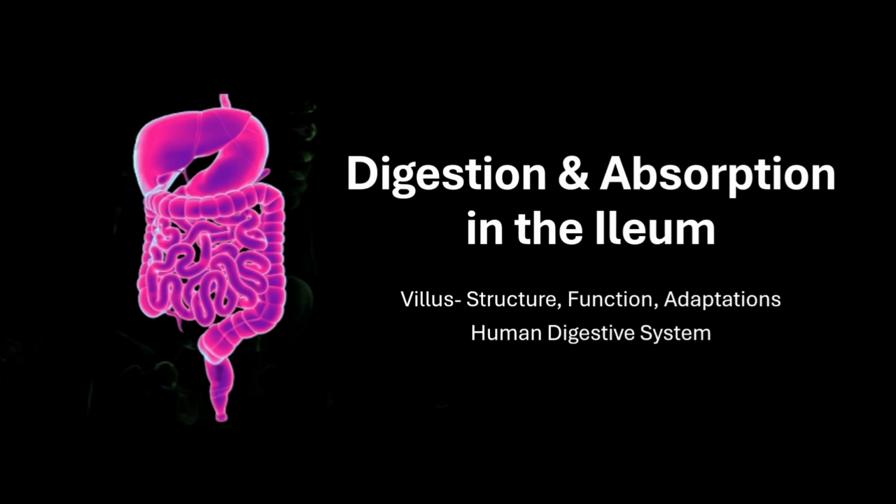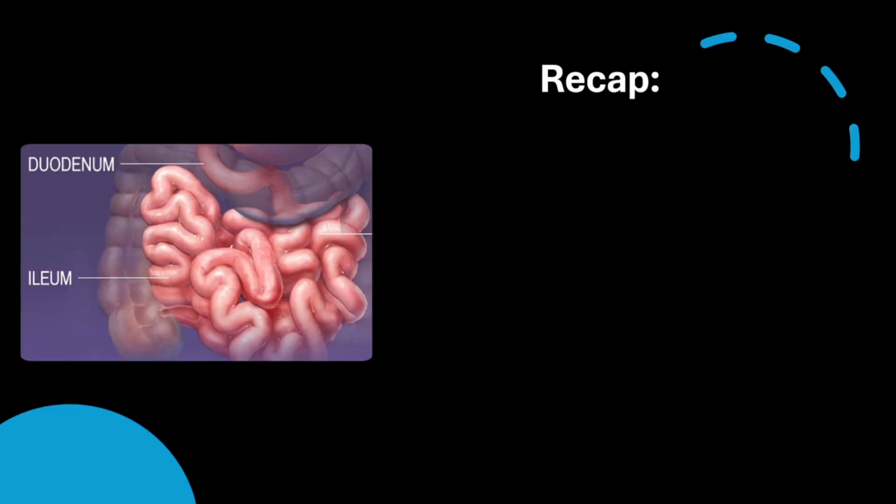So in today's video we're going to discuss digestion and how absorption starts in the ileum. In the last video we discussed the digestion process, how it starts, and we stopped at the duodenum, so don't forget to check out that video. Now let's discuss what happens after the chyme goes into the duodenum, and also the villus, its structure, functions and adaptations. Let's start with a quick recap of our previous video.